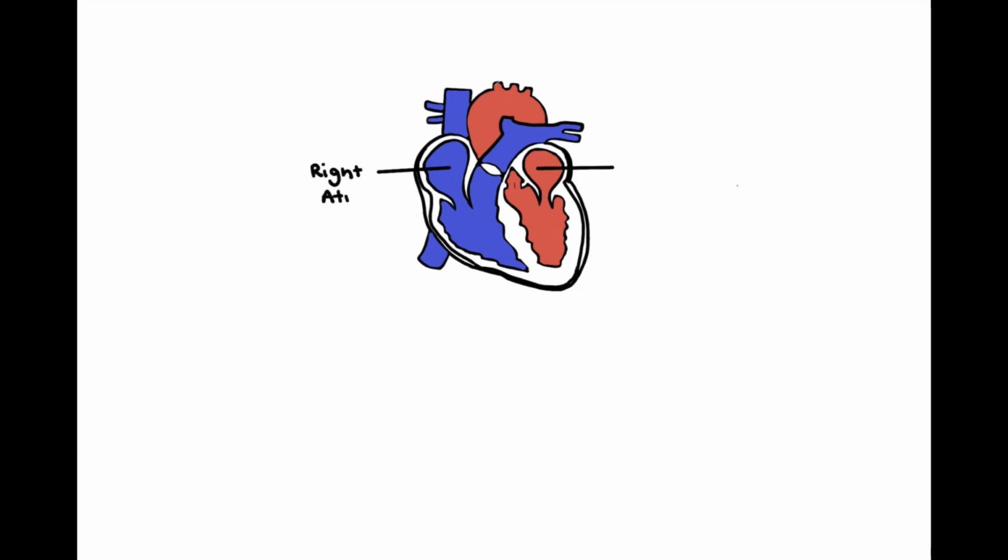The right atrium receives oxygen-poor blood from the body and pumps it into the right ventricle. The right ventricle then pumps that oxygen-poor blood to the lungs. The left atrium receives oxygen-rich blood from the lungs and pumps it into the left ventricle, which then sends that blood out to the body.